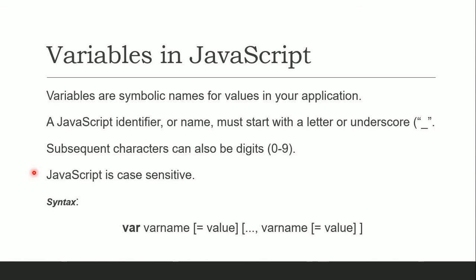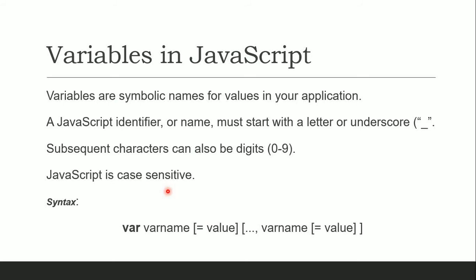So this variable can also be called an identifier. And therefore, the name of a variable in JavaScript, or identifier, must start with a letter or an underscore. And then subsequent characters can also be digits or letters. We need to note that JavaScript is case sensitive. Therefore, consistency throughout your programming is key.